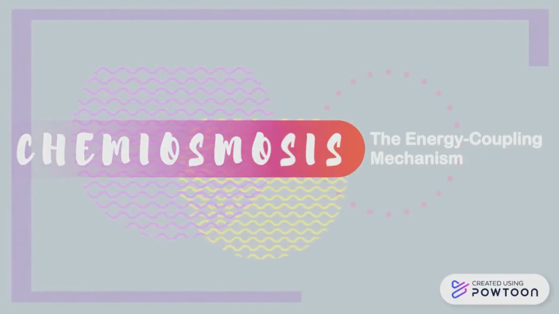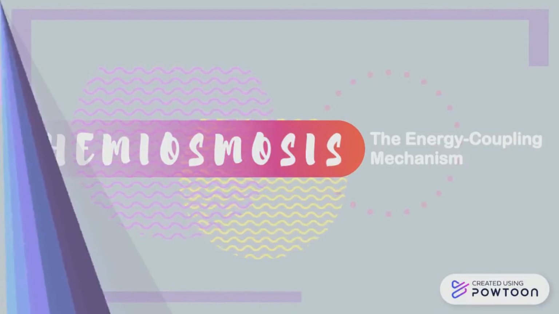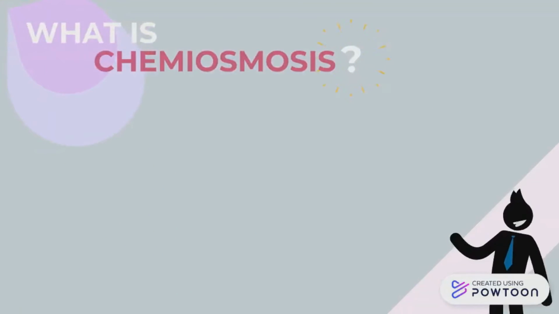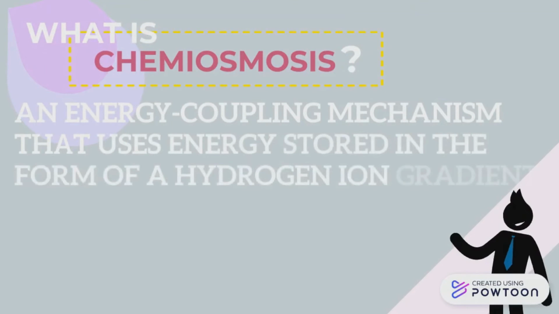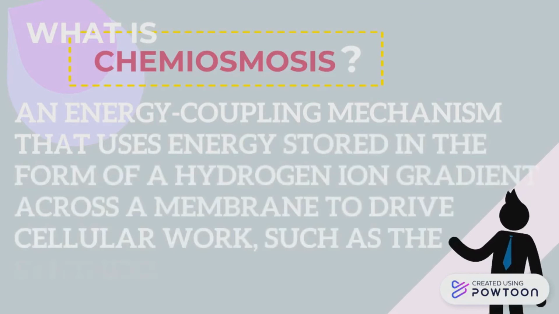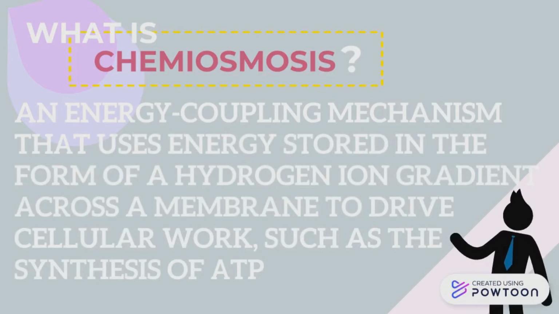Hi, I'm Fatiha. I'm going to talk a little bit about chemiosmosis. So, what is chemiosmosis actually? It is an energy coupling mechanism that uses energy stored in the form of a hydrogen ion gradient across a membrane to drive cellular work such as the synthesis of ATP.